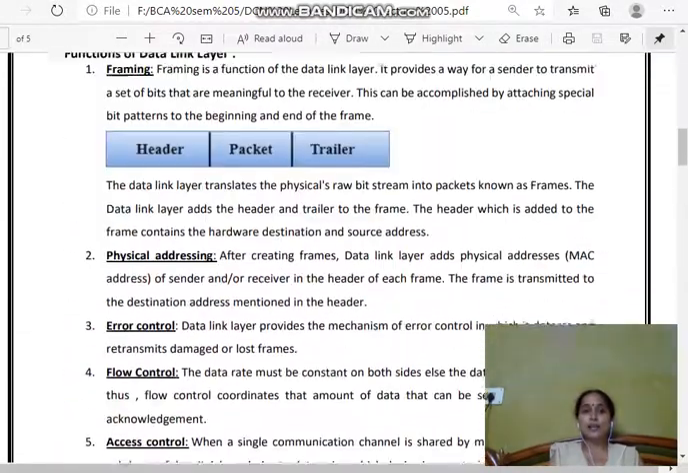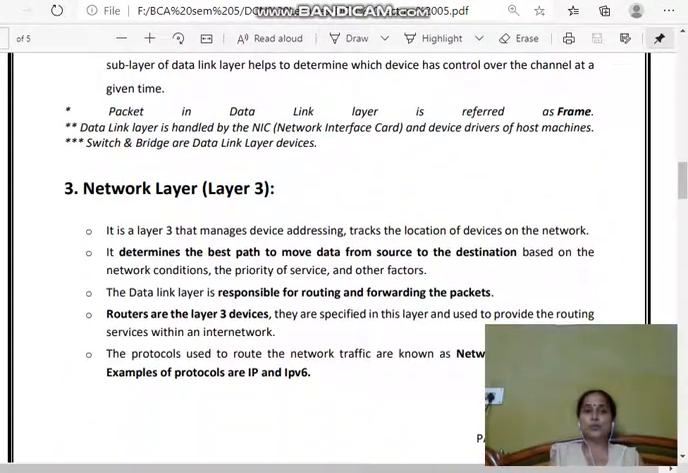So in the same way, which devices are used at the DLL? Switches, bridges, routers and all. Routers basically come at the network layer, routing is their job. So that completes my second layer.